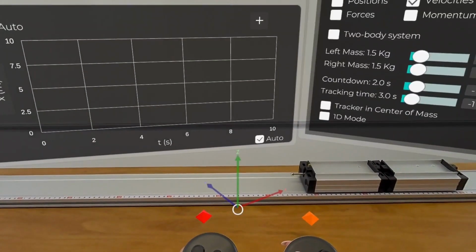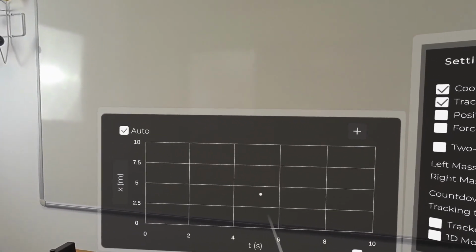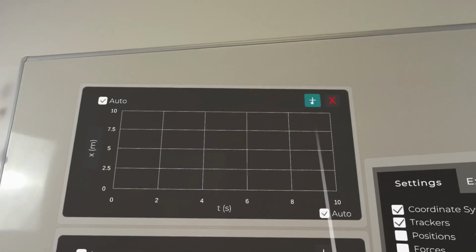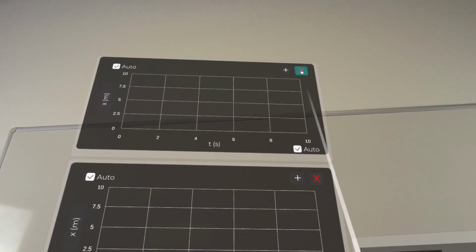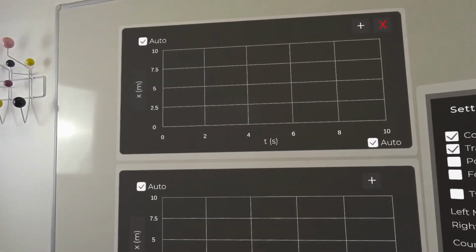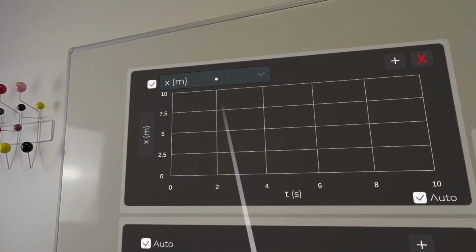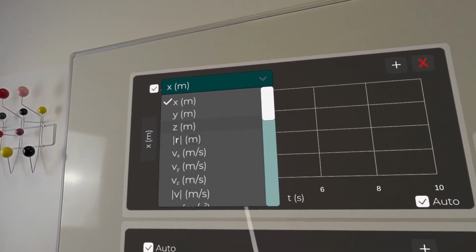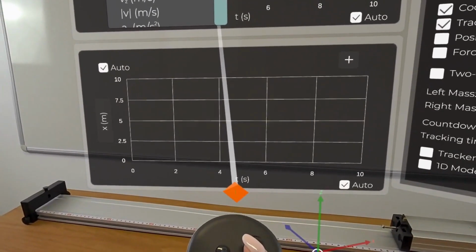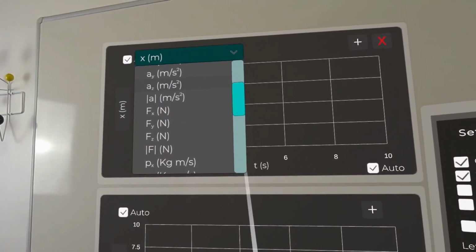By entering editing mode, we can interact with the graph. First of all, we can add up to 5 graphs by selecting the plus sign with the trigger and close them by selecting the X. Furthermore, it is possible to change the physical quantities on the y-axis by choosing from a list that we can scroll through using the joystick or by selecting the sidebar.